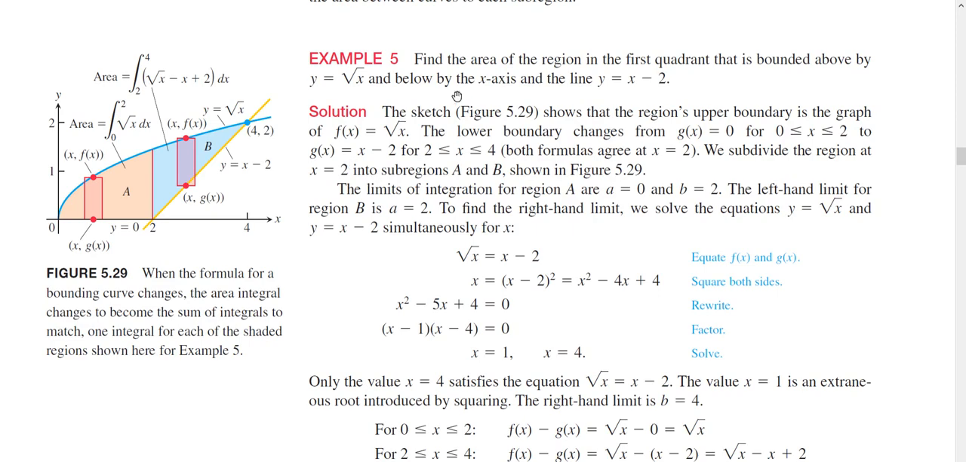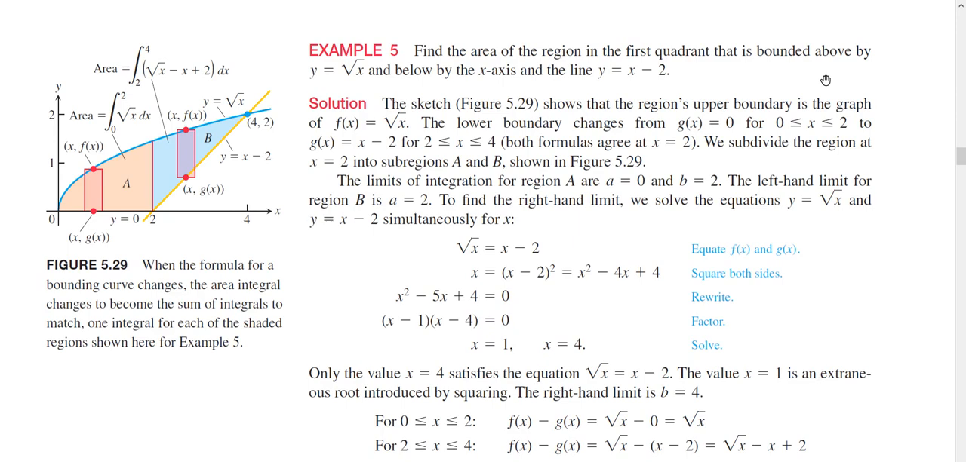Now example number 5. Find the area of the region in the first quadrant that is bounded above by y = square root of x and below by the x-axis and the line y = x minus 2. So this area has basically two parts. One part is bounded above by y = square root of x, that is this curve, and bounded below by the x-axis, that is y = 0.